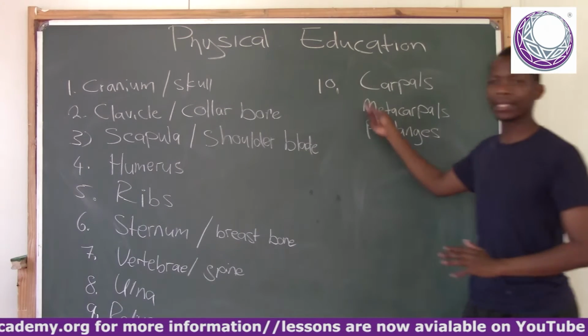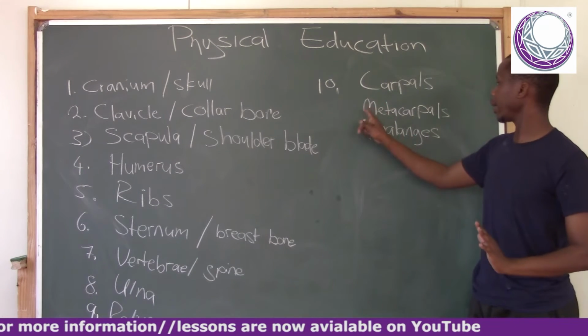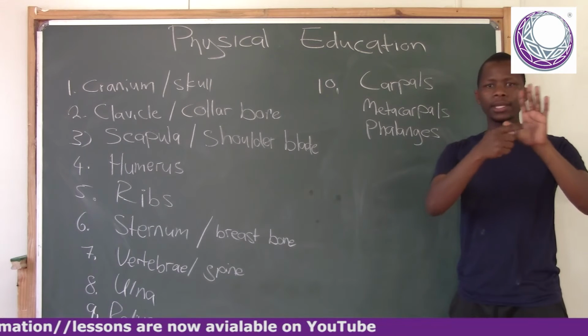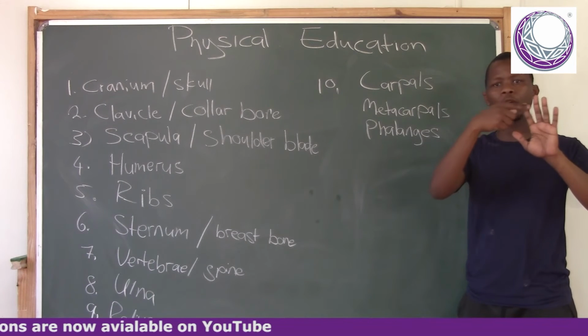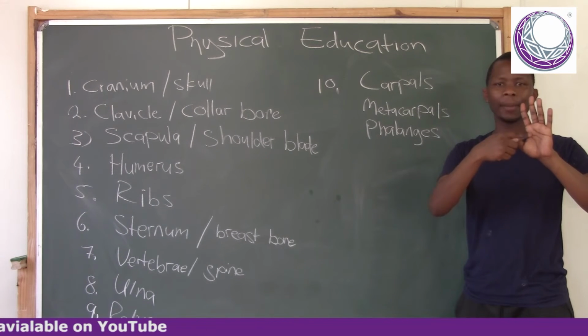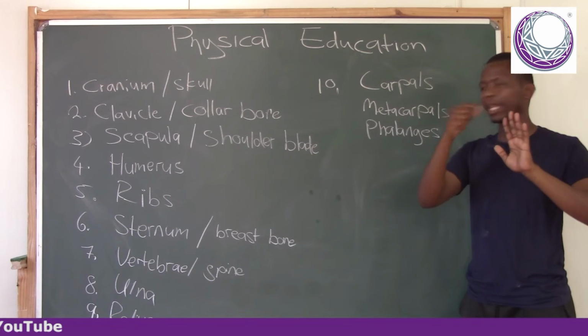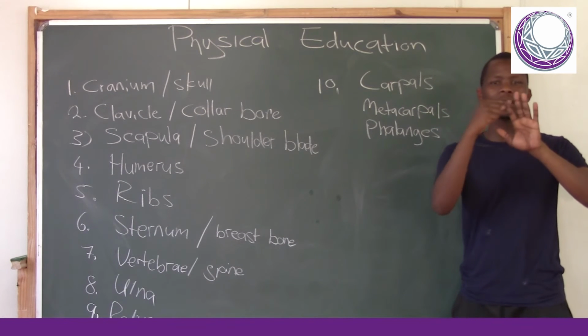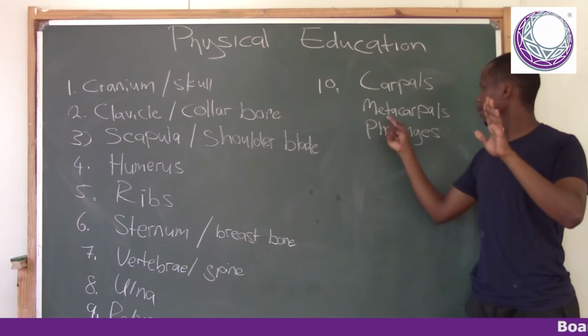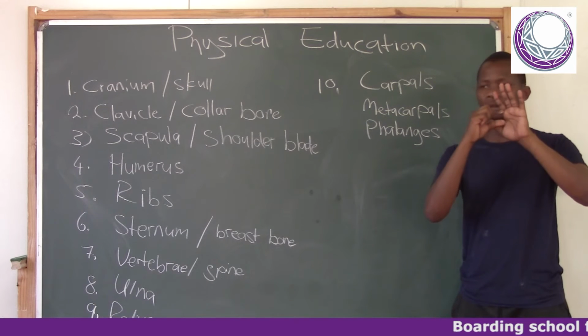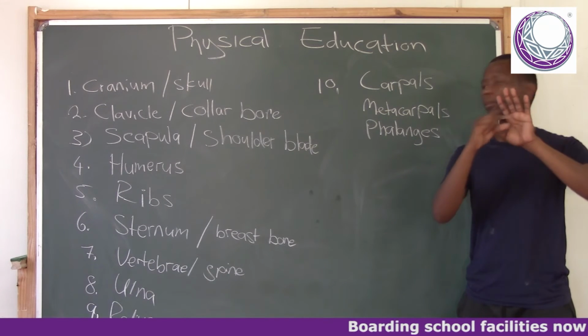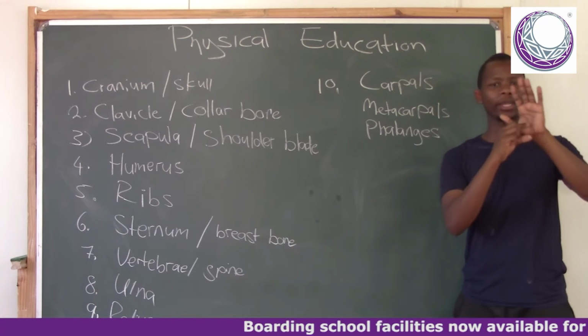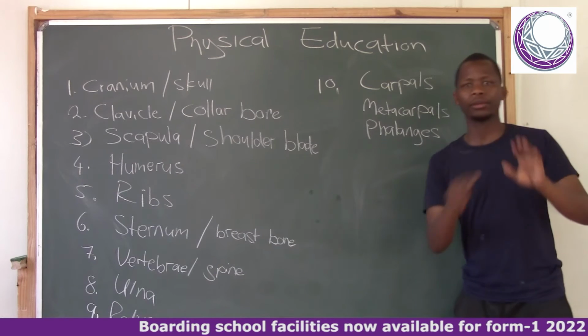For you to memorize this easily, it can be CMP. C for carpals, M for metacarpals, and P for phalanges. Phalanges are the ones at the tip of your fingers. Then metacarpals are the ones in the middle, just right above your palm. Then carpals are the ones at the beginning of your palm.